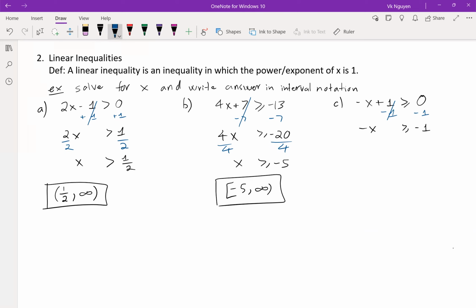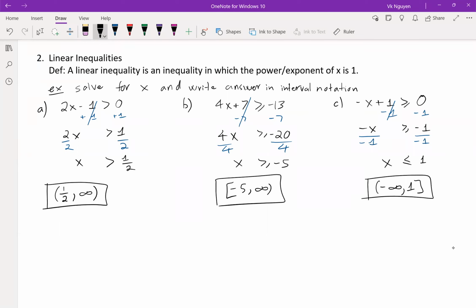And then we divide both sides by negative 1, or you can multiply by negative 1, up to you. Oh, divide by a negative number. Remember, we switch the inequality. X less than or equal to 1, meaning that we go from negative infinity to 1, and we include the number 1.